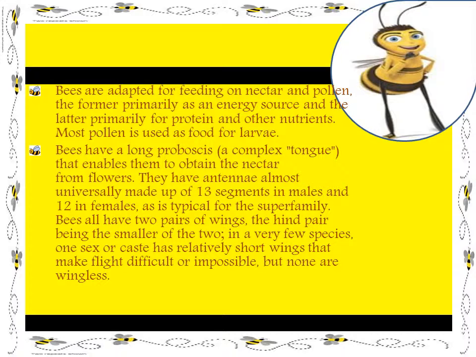Bees have a long proboscis, a complex tongue that enables them to obtain the nectar from flowers. They have antennae almost universally made up of 13 segments in males and 12 in females, as is typical for the superfamily. Bees all have two pairs of wings, the hind pair being the smaller of the two. In a very few species, one sex or caste has relatively short wings that make flight difficult or impossible, but none are wingless.